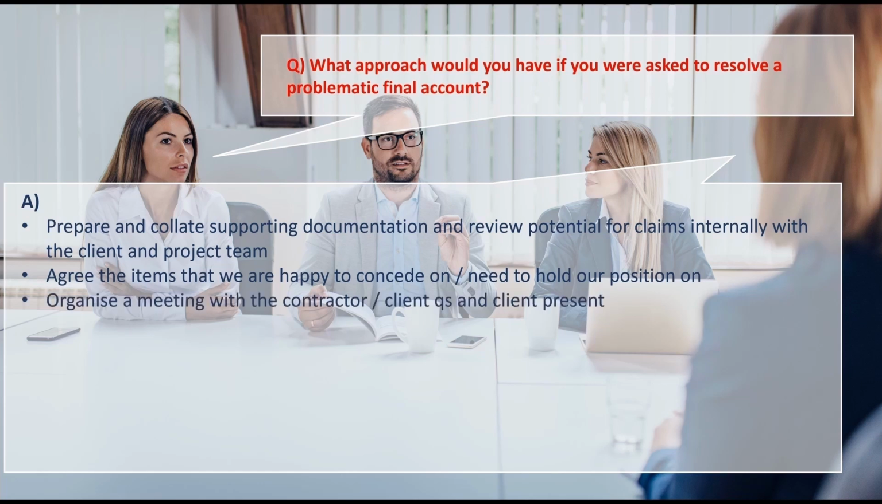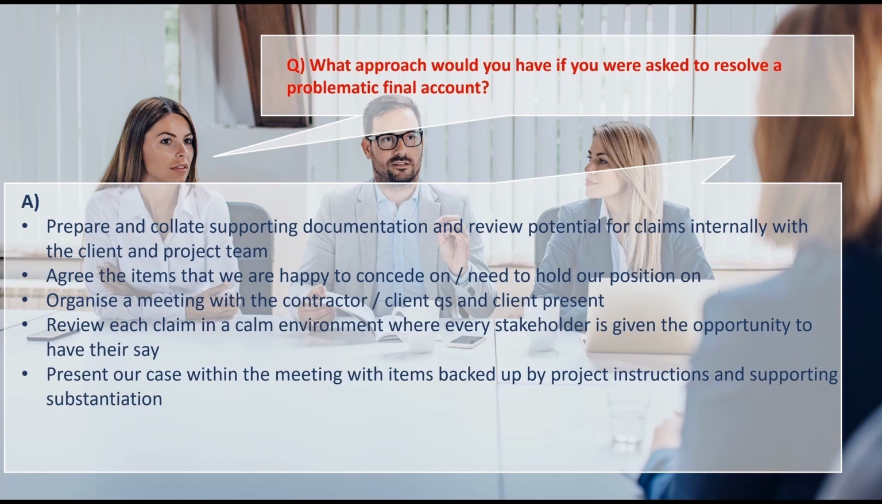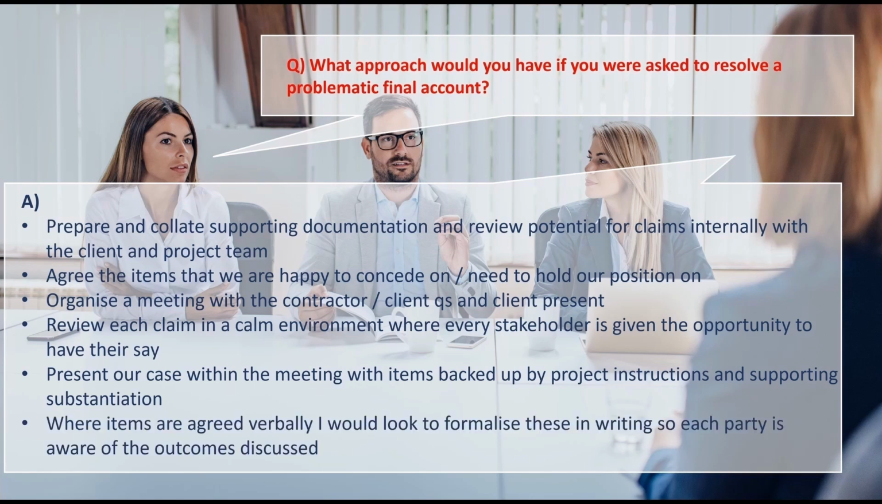We could then look to arrange a meeting with the contractor or client's QS, with the client present if needed, and we would look to review each claim in a calm environment where every stakeholder is given the opportunity to have their say. We would look to present our case within the meeting, with items being backed up by project instructions and supporting substantiation. And finally, we could say that where items were agreed verbally, we would look to try and formalise these in writing as soon as possible, so that each party is aware of the outcomes discussed and agreed.